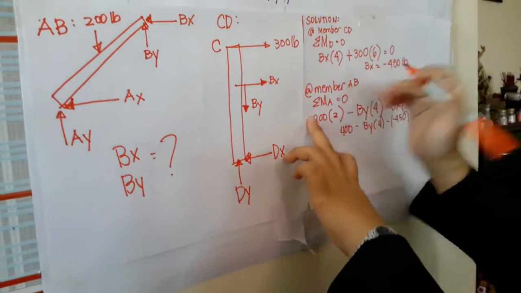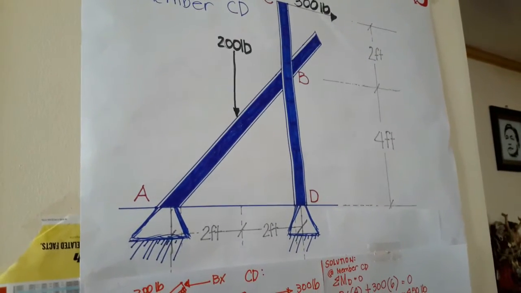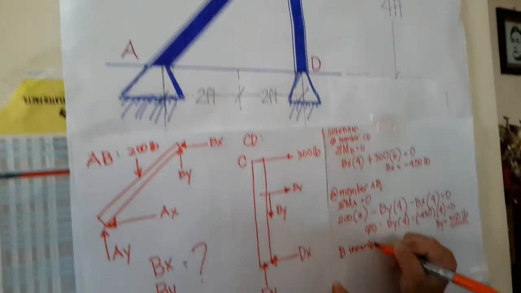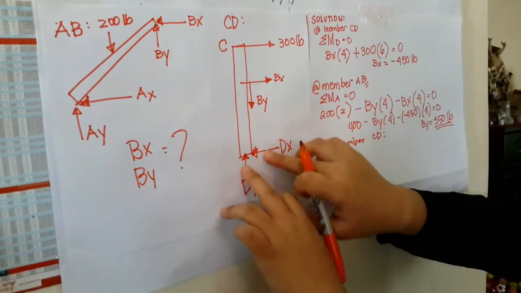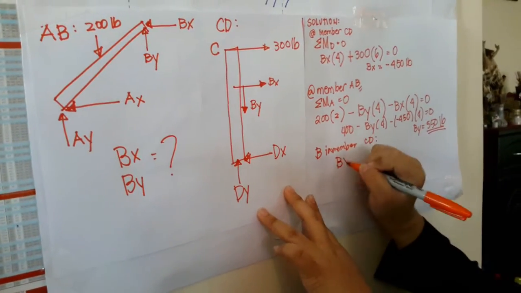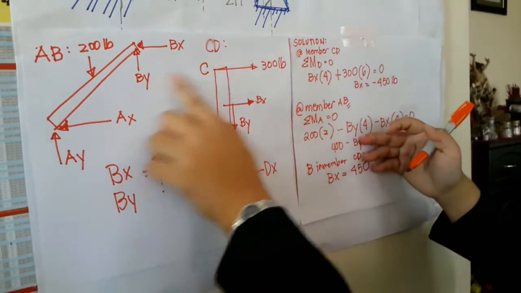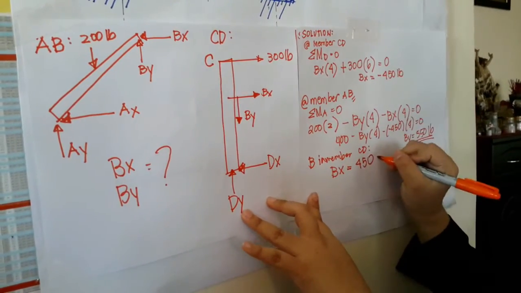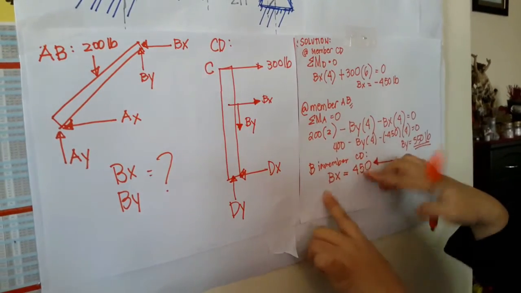So this is at member AB. The problem states that we should get the reaction at B in member CD. So of course our reference is member CD. The final answer is Bx equals 450 pounds on CD, to the left. We change the direction, so the value yields a positive.